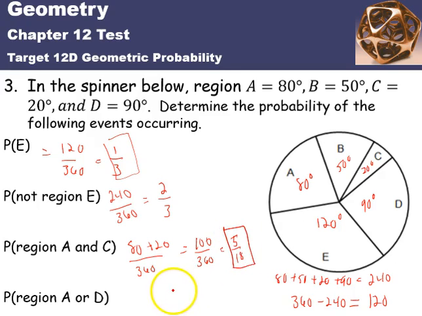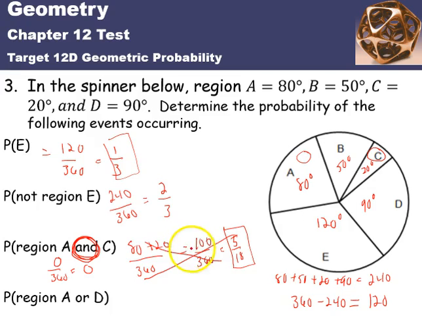And then A, oh, whoops, I didn't read this clearly enough. This is A and C. Okay, how can the spinner, if I spin it one time, be in here and in here? It's not possible. So all this is wrong. And this should have been 0 out of 360, which is 0.